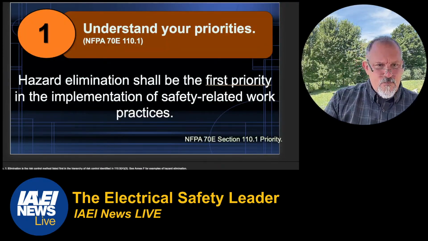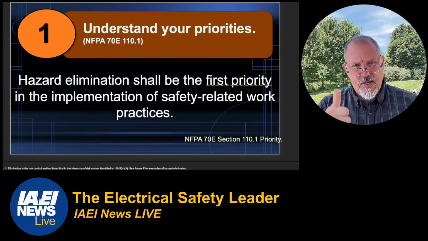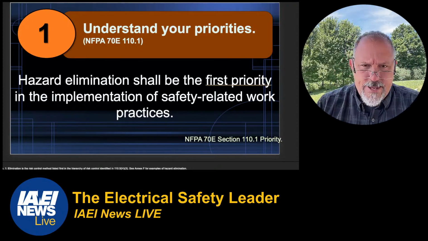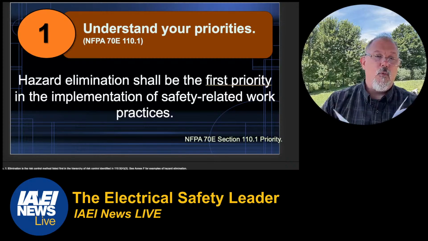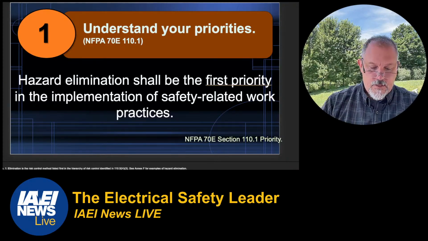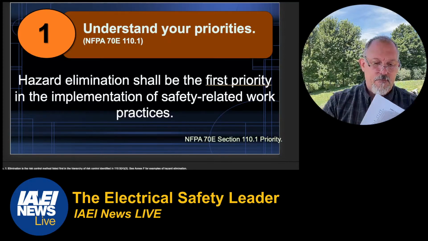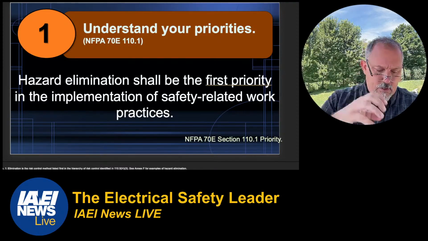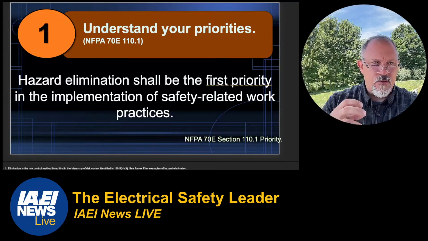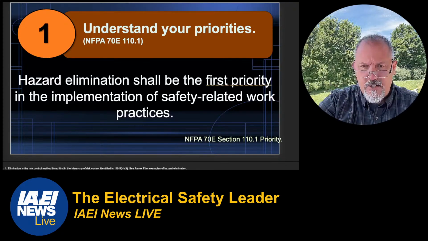All right, so one, you have to understand your priorities. Life flight, going to the hospital. Say a prayer. So understand your priorities. Hazard elimination shall be the first priority in the implementation of safety-related work practices, and this is 110.1. This was a recent change, I believe, in the 2021 edition. They wanted to make sure that hazard elimination is priority one. So that's understanding what your priorities are.